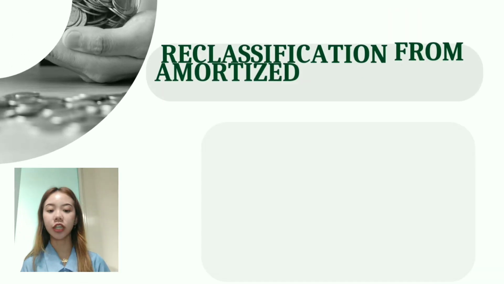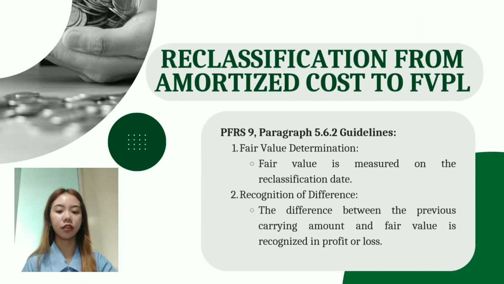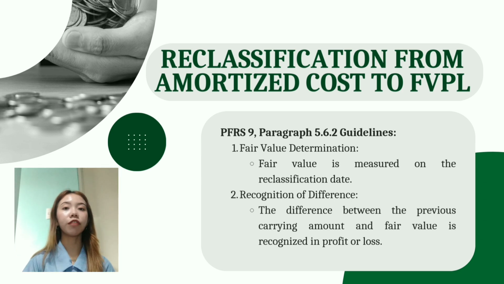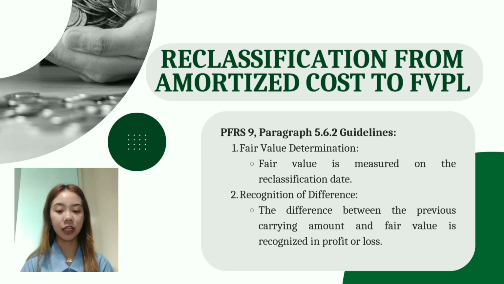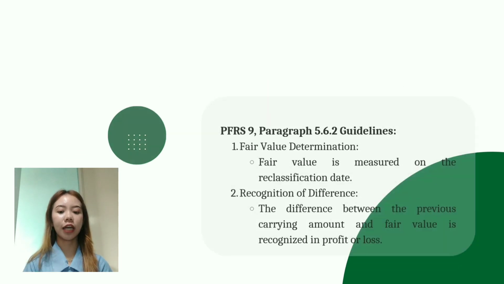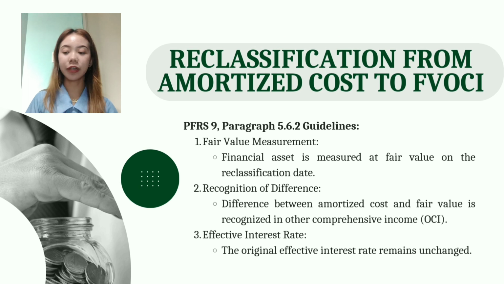Next, we have the reclassification from amortized cost to FVPL. So, PFRS 9, paragraph 562 provides that when an entity reclassifies a financial asset from amortized cost to FVPL, the fair value is determined at the reclassification date. So, any difference between the previous carrying amount and the fair value is recognized in profit or loss. This reclassification aligns with a shift toward managing the asset based on its market value rather than its contractual cash flows. We have also the reclassification from amortized cost to FVOCI.